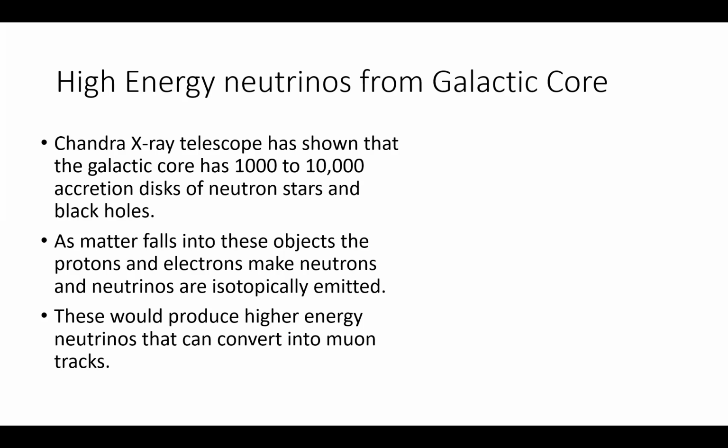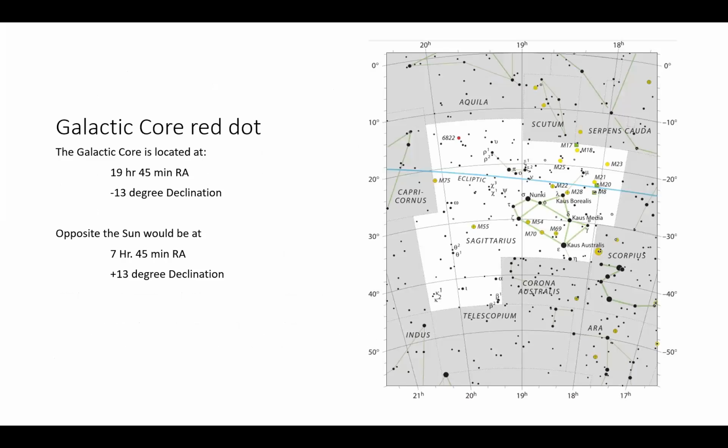Don't forget, stellar neutrinos from solar fusion or stellar fusion processes are low energy neutrinos that don't have enough energy to generate muons when they convert. The galactic core, shown here as a red dot, is located at 19 hours 45 minutes and minus 13 degrees declination. Opposite the sun would be 7 hours 45 minutes at the plus 13 declination.